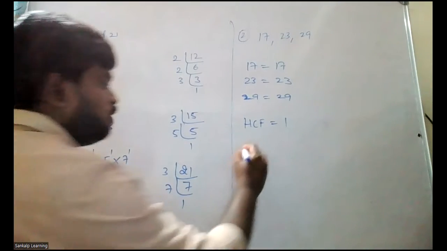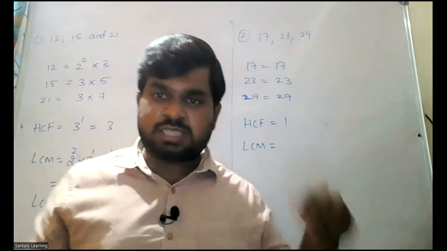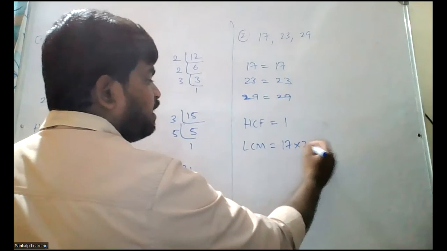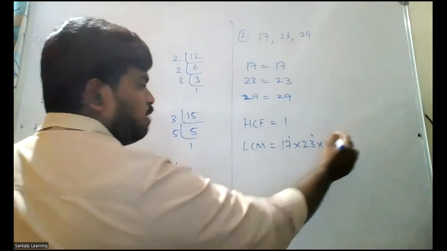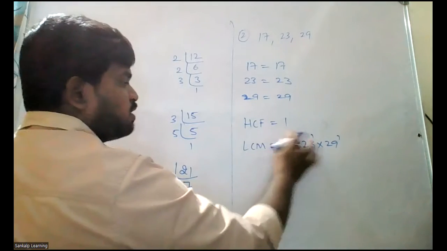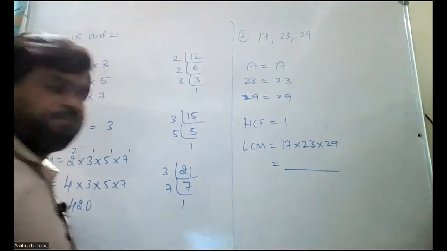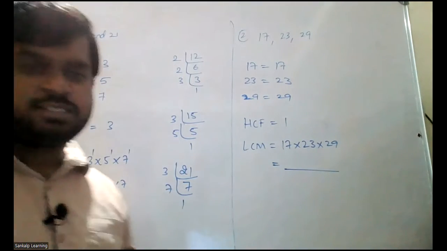Okay. Now coming to the LCM. What is LCM? All the different prime numbers involved with their highest powers. So the different prime numbers involved are 17, 23 and 29 themselves. The highest power is 1, 1, 1, isn't it? Therefore, it is 17 into 23 into 29. Whatever you get as the answer on multiplication, that's the LCM.